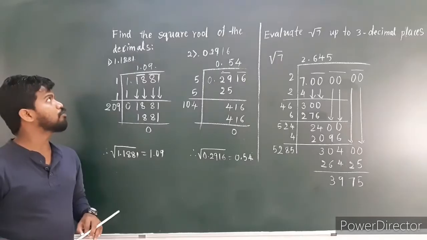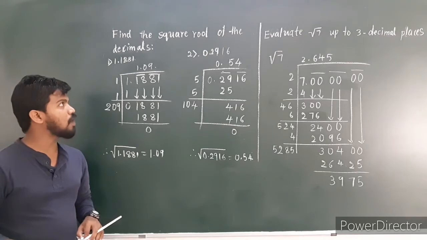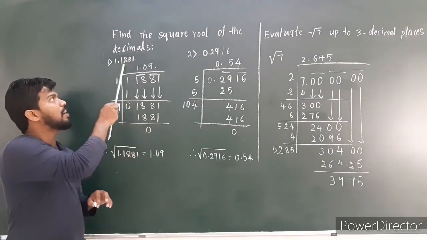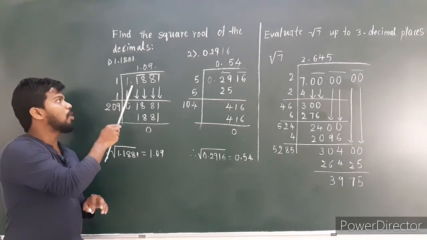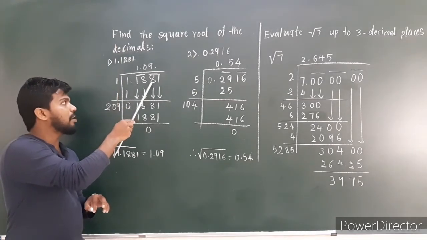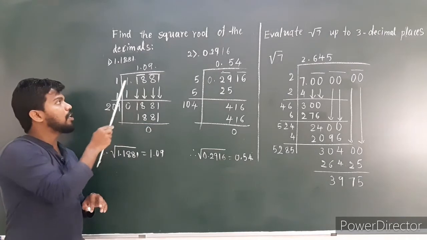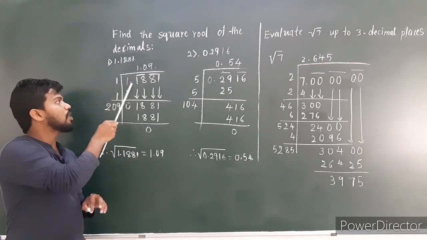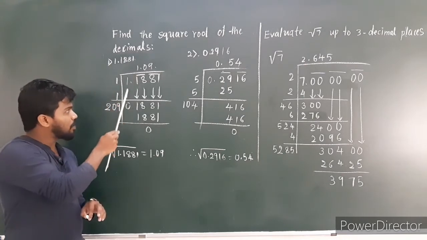Now we find the square root of the decimals by the division method. First number 1.1881. Make pairs: 81 is one pair and 18 is one pair, and 1 does not have any pair. So 1 1 is 1. Now you put the decimal here. 1 minus 1 is 0.